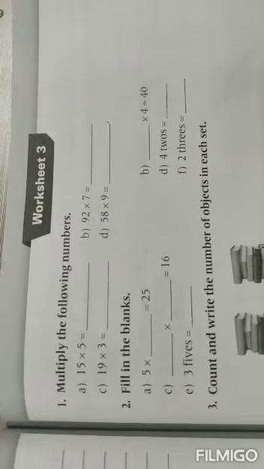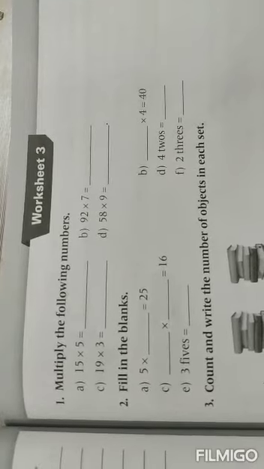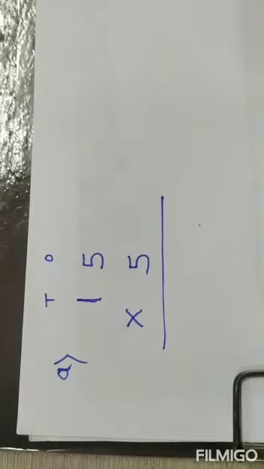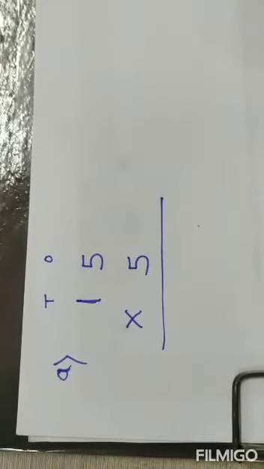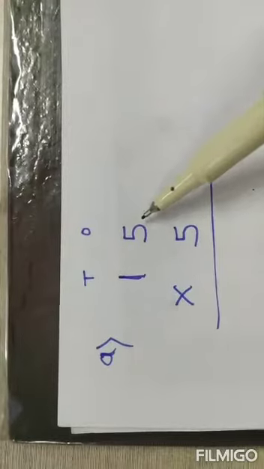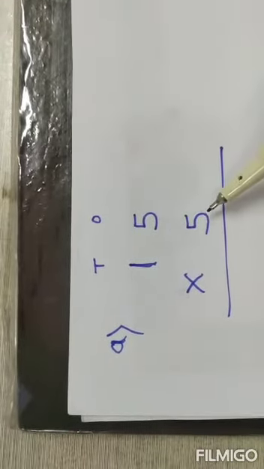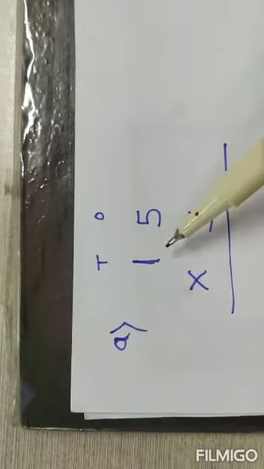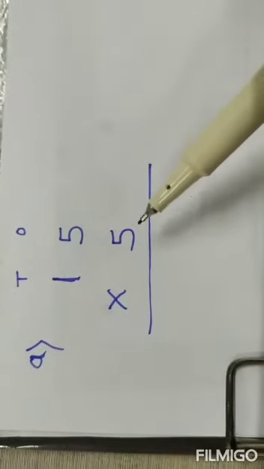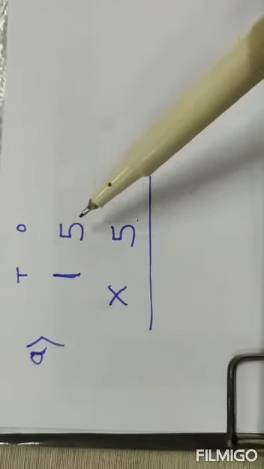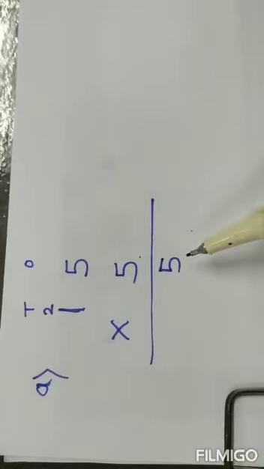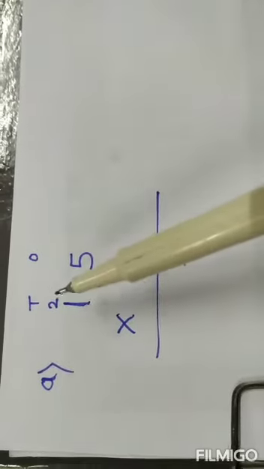First is 15 multiplied by 5. Now write down the sum in this way and then start doing multiplication. First multiply 5 with this 5 and then next step is multiply 5 with this 1. So start counting table of 5 up to 5 and 5 5s are 25. Write down 5 here and carry 2 at tens column.